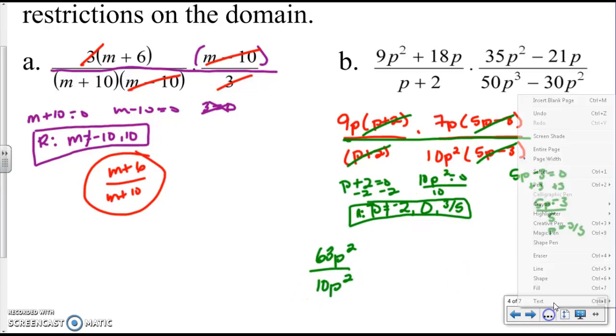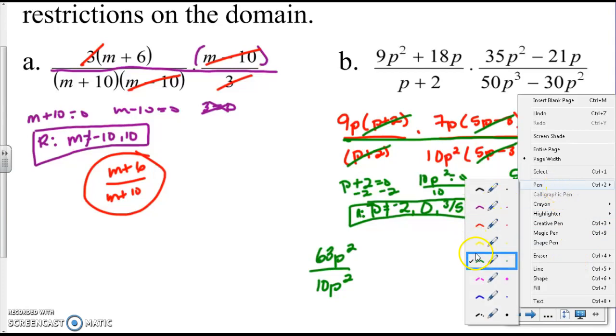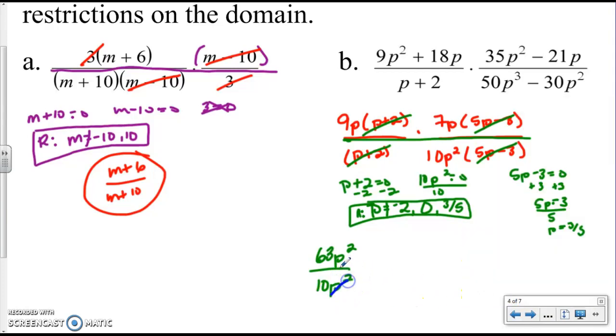Now look at this carefully. What else do we have in common that we can simplify? Well, I can cross off p squared and p squared, and I'm left with 63 over 10. Now, if you can reduce that fraction, please do so, otherwise you will not get full credit. In this case, we cannot.